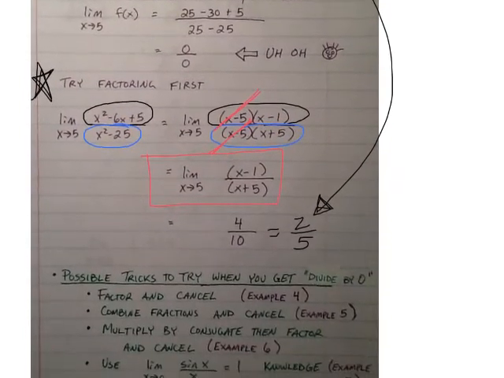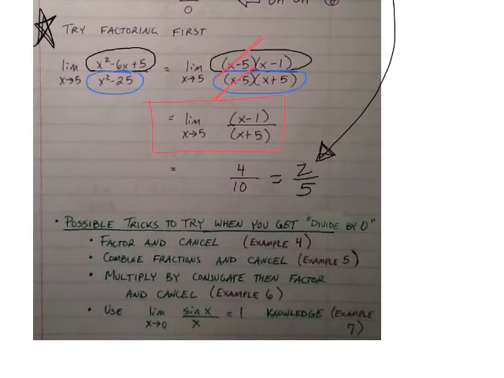So moving on down, these are the 4 tricks that are most common when you're getting a divide by 0 error. The one I just demonstrated is factoring and canceling. In example 5, I'll talk about combining fractions so that you can cancel terms. In example 6, multiplying by the conjugate, which is probably a new term to you, or maybe a forgotten term. And the last one, a really special one that pops up pretty frequently on AP tests, is knowing that this limit is 1.